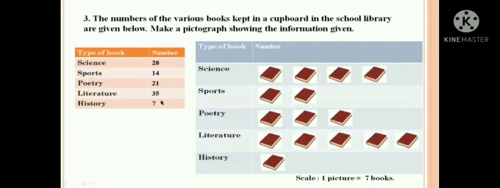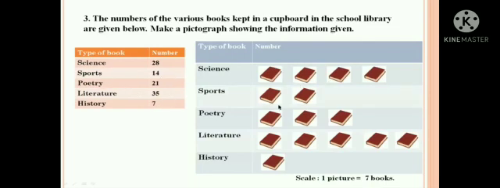Now let us begin. Again you are going to draw 2 columns, types of books and number. Now the first one is what? Science, and the number given is 28. Now in the table of 7, when does 28 come? 4 sevens are 28. So how many pictures are you going to draw? 4. Next is what? Sports. Sports is 14. And when does 14 come in the table of 7? 2 sevens. So how many pictures? 2 pictures. Next comes poetry. The number given is 21. And when does 21 come in the table of 7? 3 sevens. So how many pictures are you going to draw?